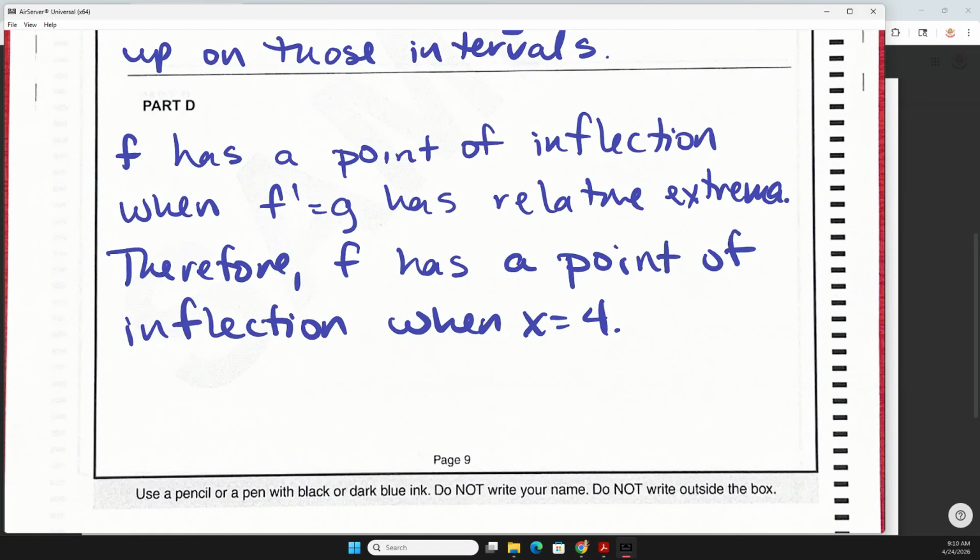All right, what questions do you guys have? Okay, I think you're going to do good on this one. All right, so on the back of your page is the one I want you guys to practice.